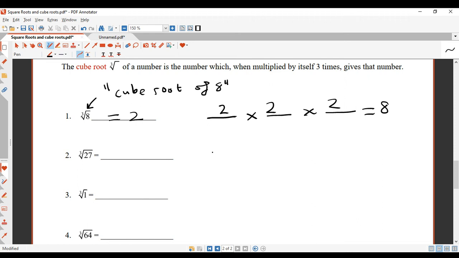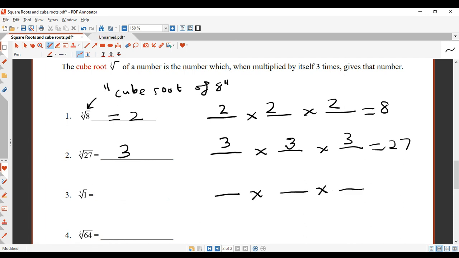Okay? Now, cube root of 27 says what number multiplied by itself 3 times is equal to 27. Well, 3 times 3 times 3 is 27, so the cube root of 27 is equal to 3. Now what about the cube root of 1? We need to find a number which, when multiplied by itself 3 times, right, that's what that 3 is there for, to give you 1. Well, 1 times 1 times 1 equals 1, so the cube root of 1 is 1.